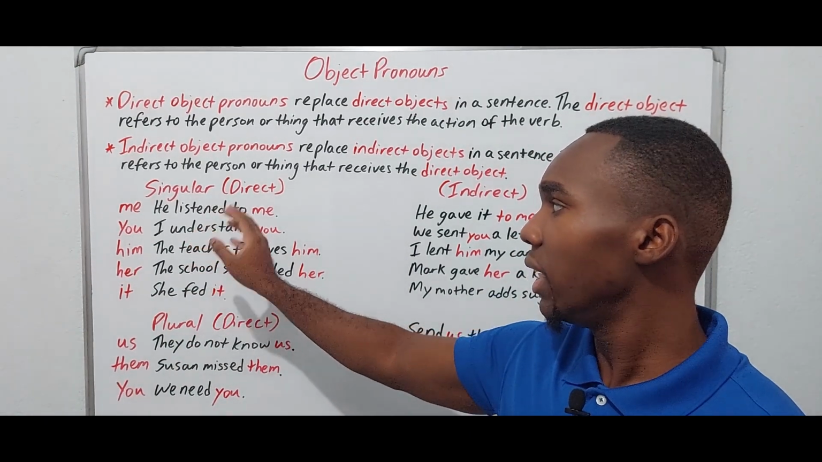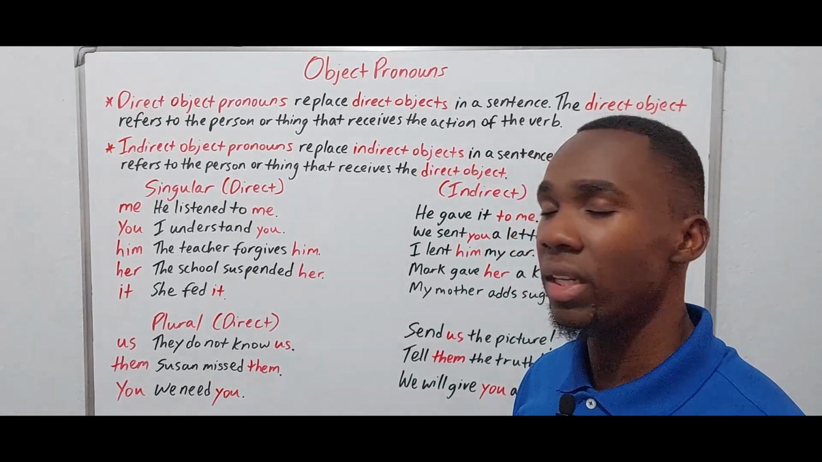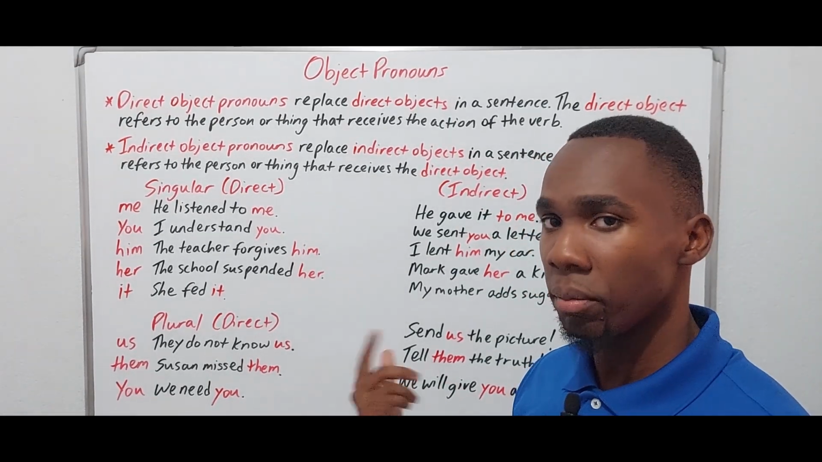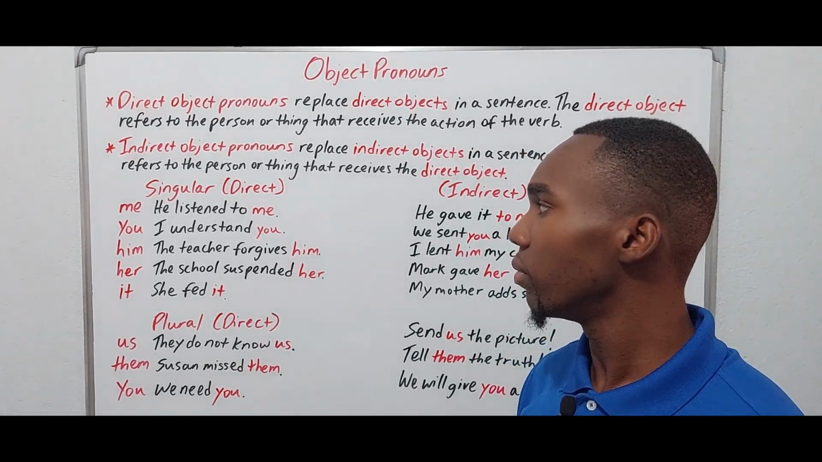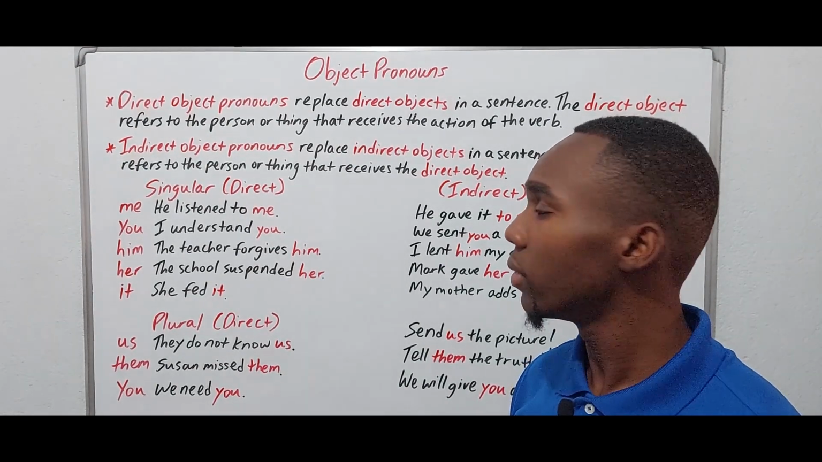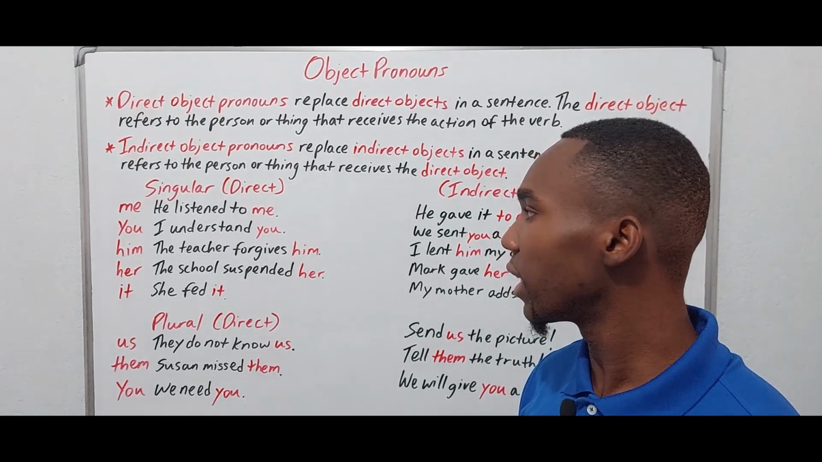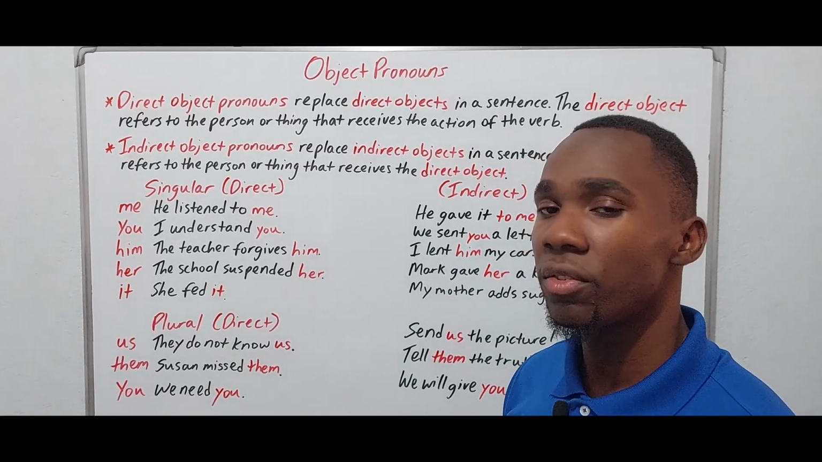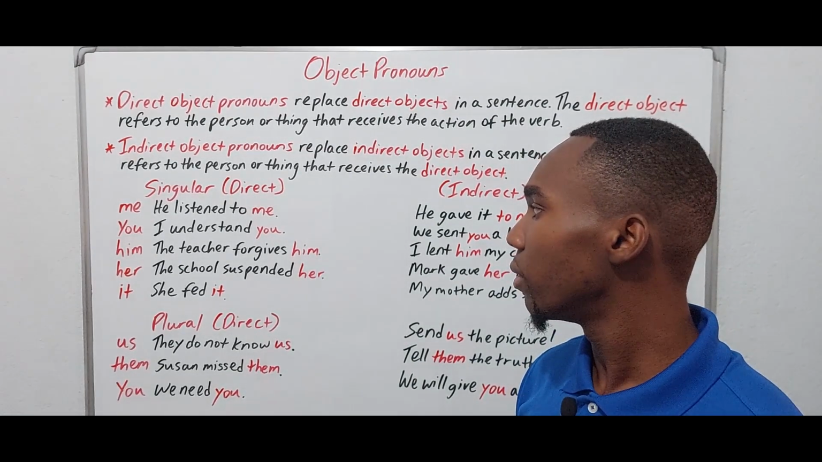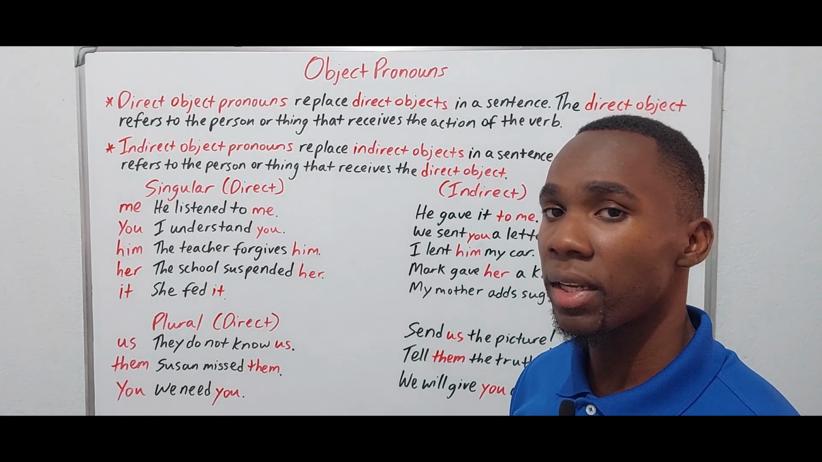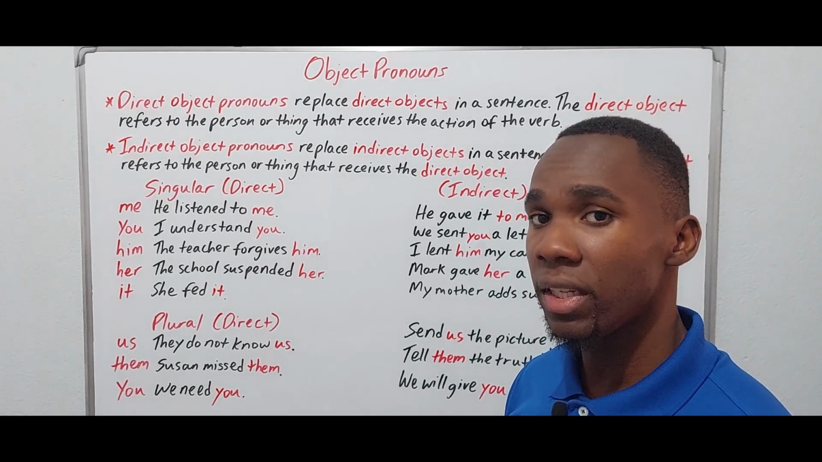So for me, he listened to me. So obviously that answers the question of who did he listen to? Me. So me would be the direct object. And that, right. I understand you. Who did I understand? You, right. The teacher forgives him. Who did the teacher forgive? Him. The school suspended her. Who did the school suspend? Her. And she fed it. What did she feed? It.